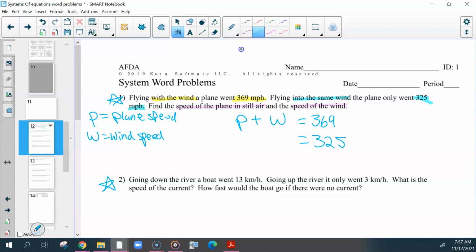And then when it says flying into the same wind, that's basically the opposite. It's no longer flying with the wind, it's going against it. So now it doesn't have that wind to push it. It's being subtracted, you could think. So we're going to take the plane speed and subtract the wind speed, and it would give us that 325. These are good elimination problems, but that doesn't mean you can't solve it by substitution or graphing.